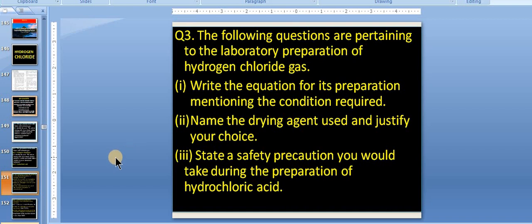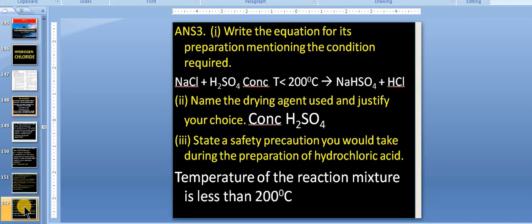Safety precaution. What could be the safety precaution in the preparation? Can you just write it? Right, calcium oxide is a base which can react with acid to form salt. Yes, this is the answer. Correct, very good. Now, as it is written, the answer is flashing, so we can check what should be the answer. Here, the temperature of the mixture is less than 200. The drying agent is concentrated sulfuric acid. State the safety precaution. You can write so many, but one of them is that the temperature condition is less than 200.